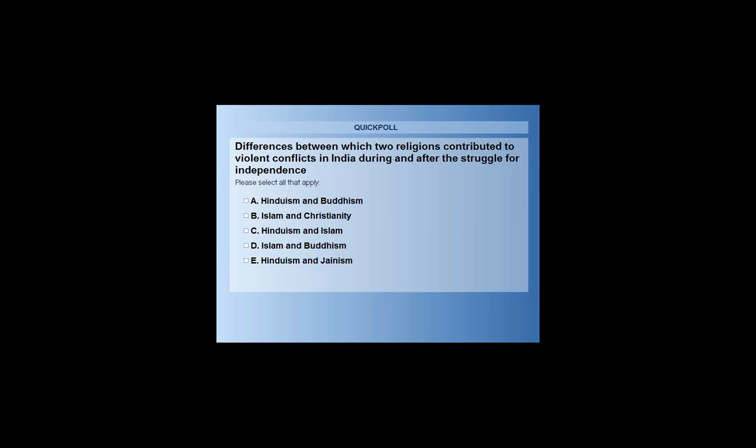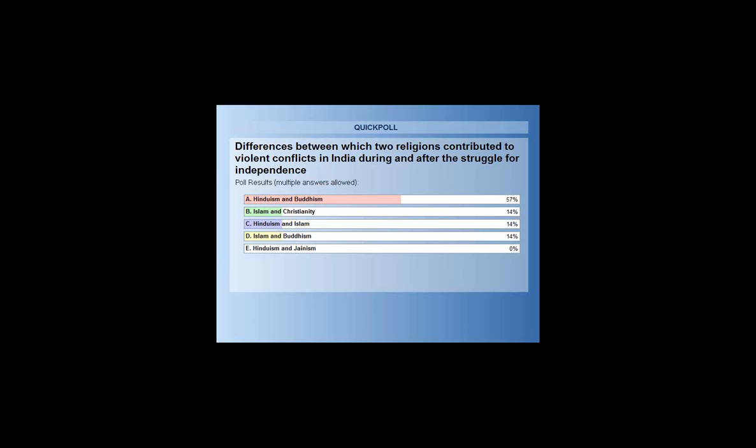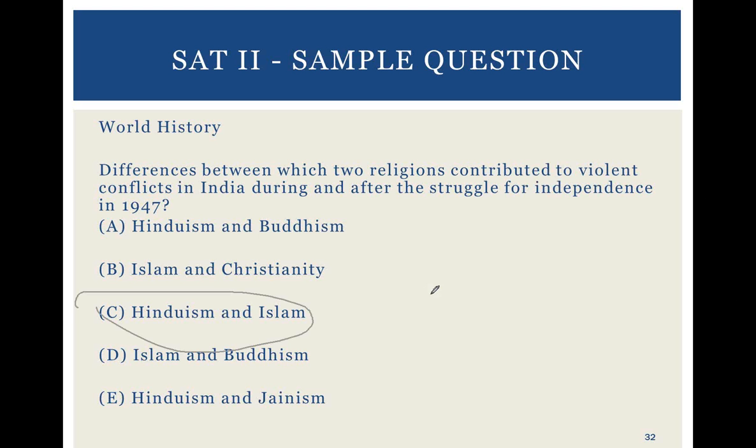All right, I'm going to give a couple more seconds. We have a few people who haven't voted yet. And I'm going to go ahead and close it and show you the results. So the correct answer was C, Hinduism and Islam. And that's why we have the state of Pakistan.